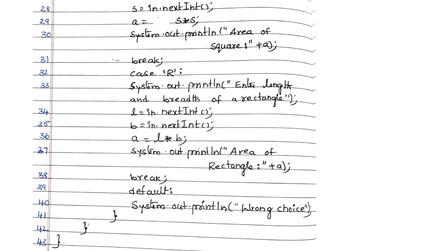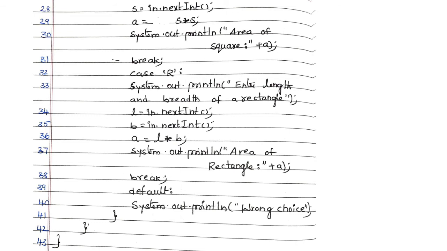And I displayed the result in the output statement: System.out.println area of a square is A, because in the variable A only I have saved the result. And the next statement is break. The compiler treats the break statement as a closing bracket for the case. And the next one is case R.